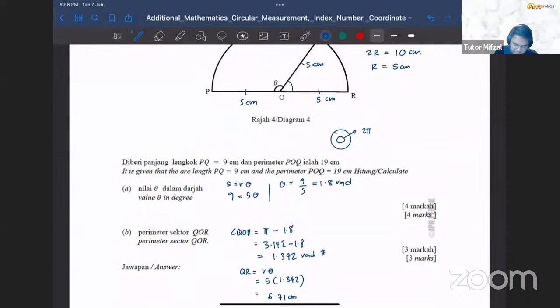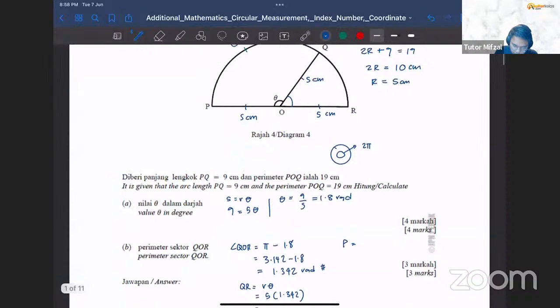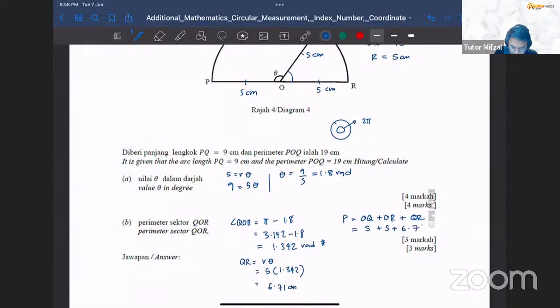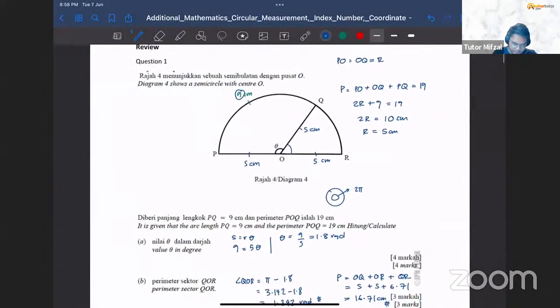And now we can find the perimeter. Perimeter is just equivalent to OQ plus OR plus QR. Okay. So 5 plus 5 plus 6.71, we would get 16.71 centimeter. Okay. All right, settle for the first question. Habis.